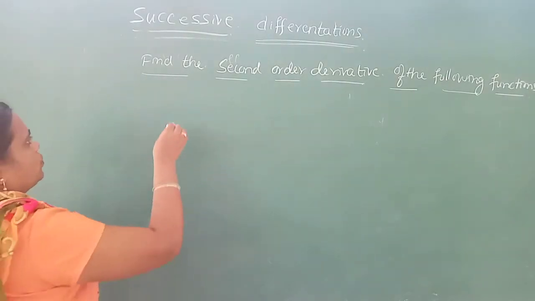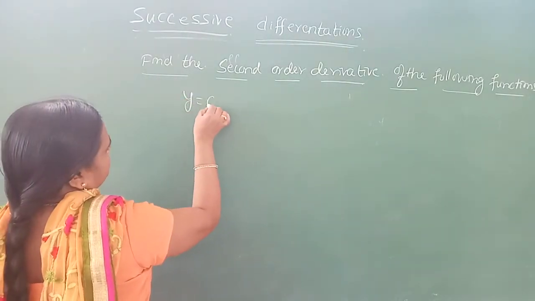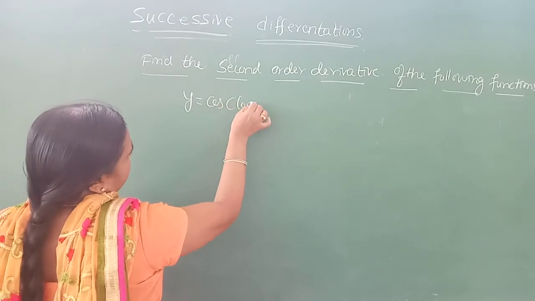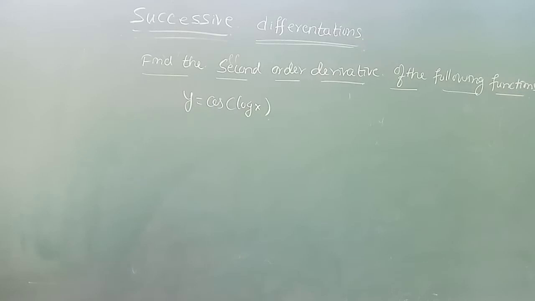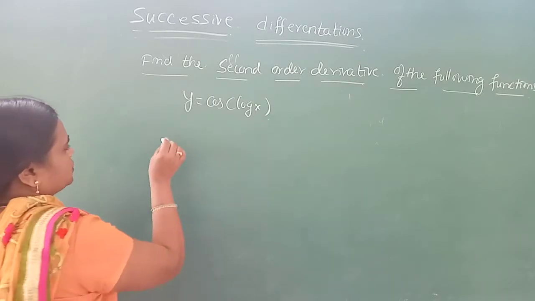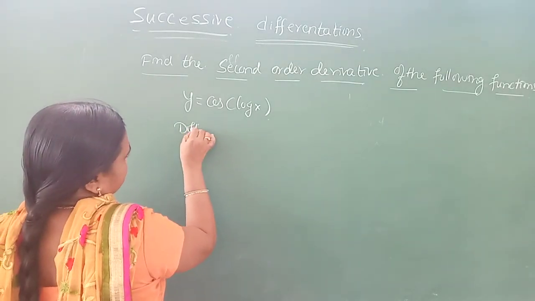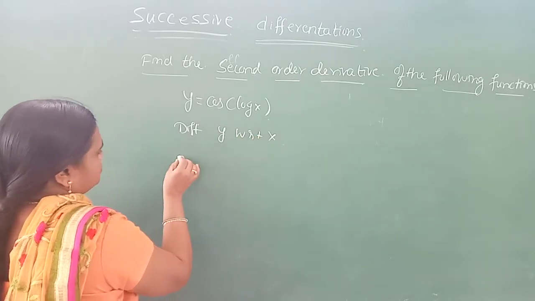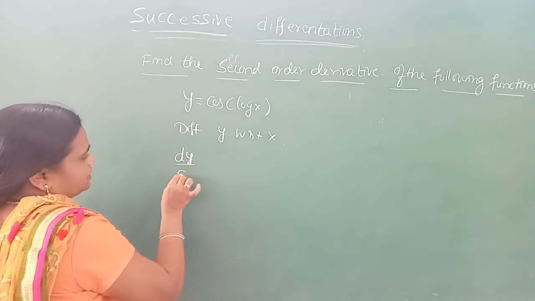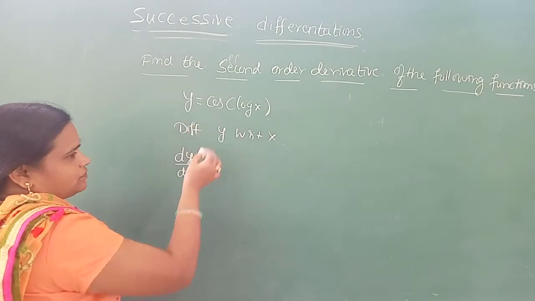Next, y is equal to cos of log of x. This means it is a function of a function. First we do the differentiation. Differentiate y with respect to x. We can write dy by dx. It is a function of a function.